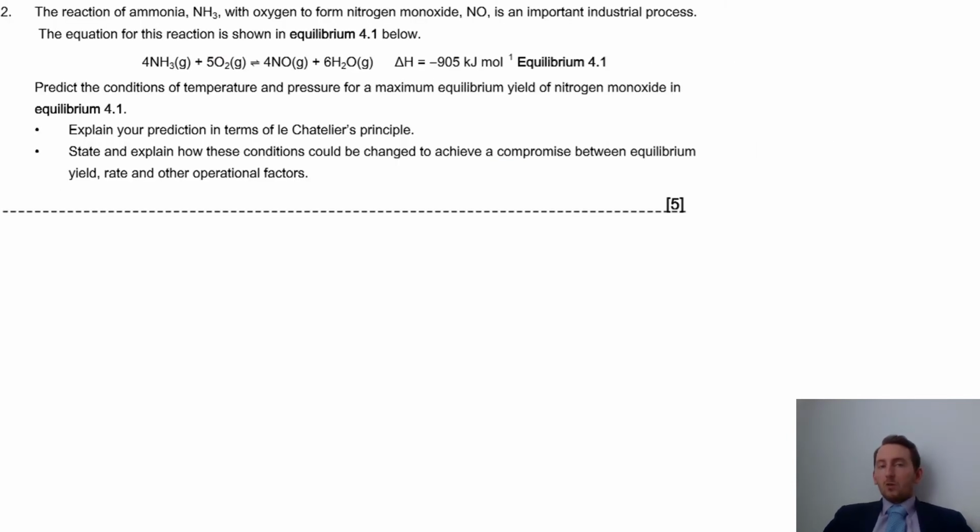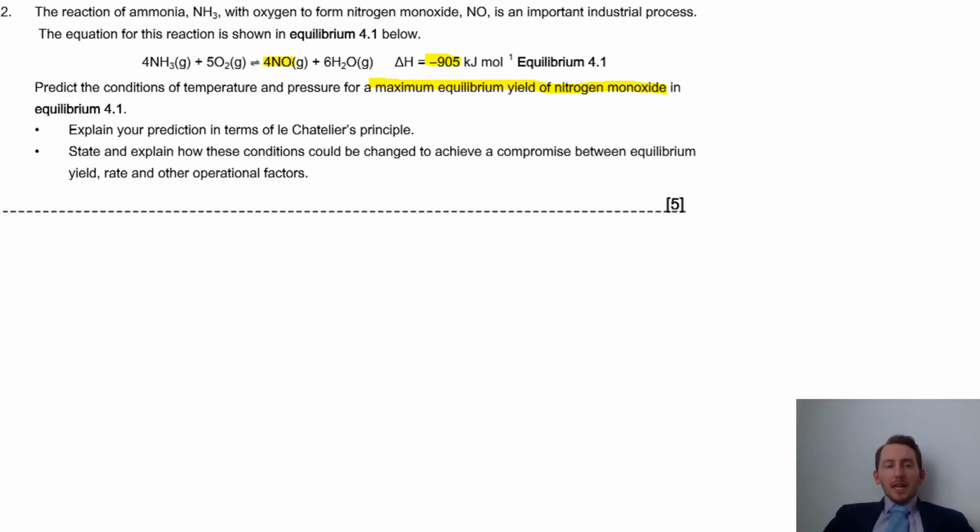Okay, final question, quite a big question, 5 marks here. We've got our equilibrium set up there, giving some information about it. We need to explain your prediction, so we predict the conditions of temperature and pressure for maximum yield. That's what we're aiming for there: the maximum equilibrium yield of nitrogen monoxide, which is in the equation there. Again, if it was me, I would highlight that as well. That's going to be important.